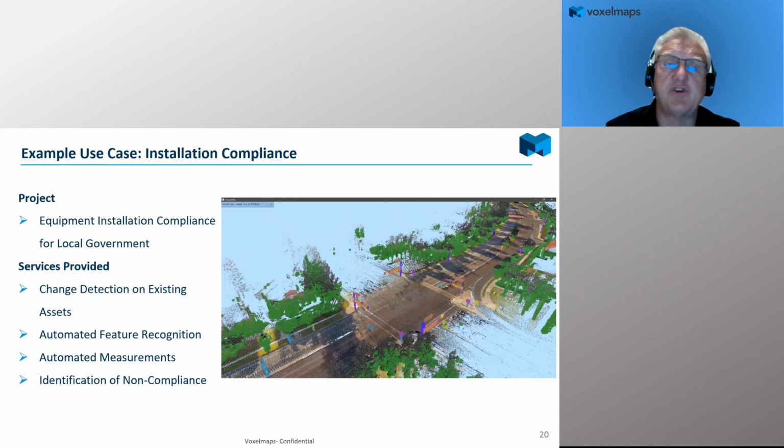Installation compliance. This was an equipment installation compliance for local government. Thinking about what I was talking about before on the 4D volumetric mapping, this was critical to them. They had an existing inventory, and then we drove the city's network of roads, did the automatic feature recognition and measurements, and were able to map new features and objects back to what had been contracted to be done or licensed to be added, identifying any areas of non-compliance.